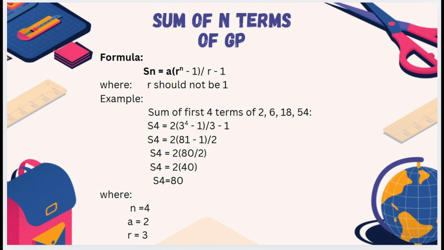Sum of n terms of GP. The sum of the first n terms of a GP is Sn equals a times r to the power of n minus 1 over r minus 1, provided r is not equal to 1. For the sequence 2, 6, 18, 54, the sum of the first 4 terms, where n is 4, a is 2, and r is 3, is S4 equals 2 times 3 to the power of 4 minus 1 over 3 minus 1. This simplifies to 2 times 81 minus 1 divided by 2, which equals 80.